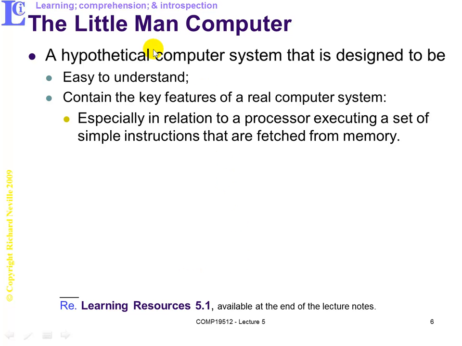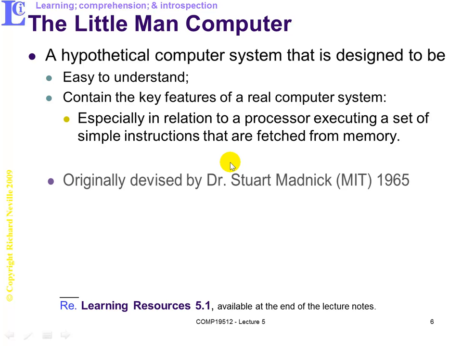So, what is this thing? It's a hypothetical, a virtual, a model of a real computer. And it's got some features, and they're key features that align directly with a real computer. So what we're going to do now is explicitly explain the relationship between the processor executing these sets of instructions, and a bit later on we'll show you how they're fetched from memory, or the analogy to memory.